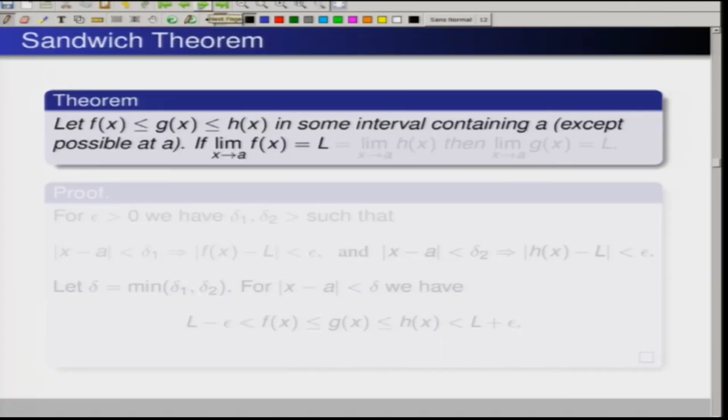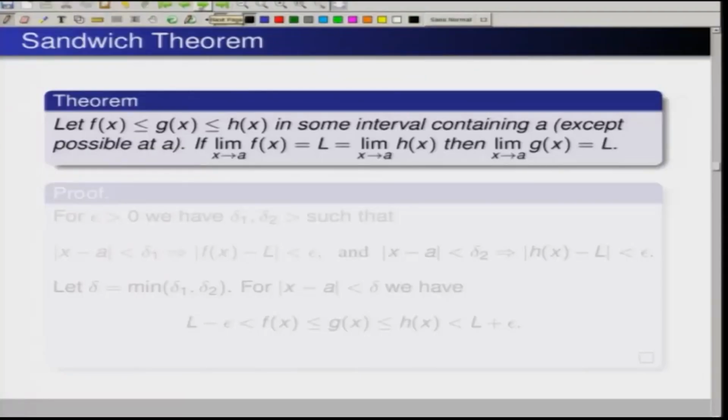Now, if the limit of f(x) is equal to L, and the limit of h(x) is also equal to L, then g does not have any other choice: the limit of g(x) as x goes to a has to be equal to L. Since g is a sandwich between f and h, in that case the limit is also going to be sandwiched.